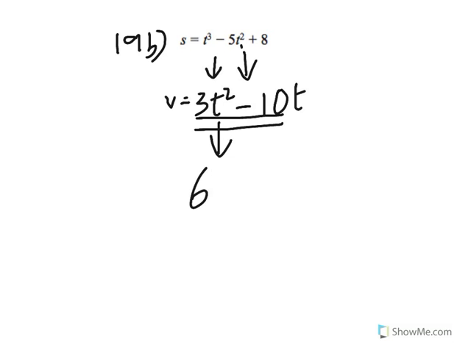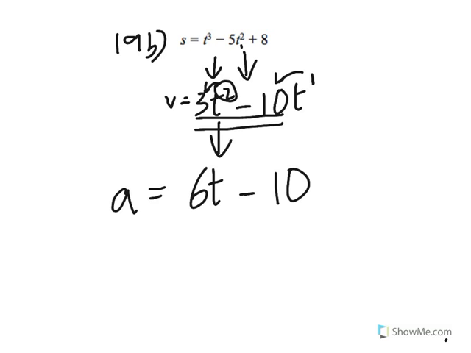So what we're going to get is 6t minus 10, because the 2 comes down and gets multiplied by 3, so it becomes 6, and 2 minus 1 is 1. And for negative 10t to the power of 1, the 1 comes down and multiplies by 10, and 1 minus 1 is 0, so t to the power of 0 is 1. So it becomes 6t minus 10. So that's the expression for acceleration.